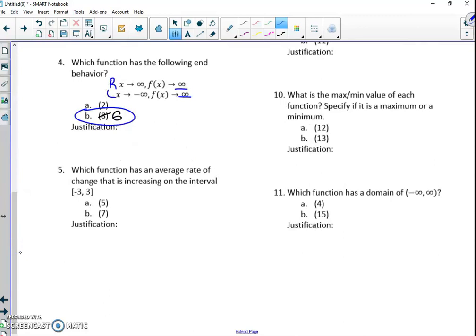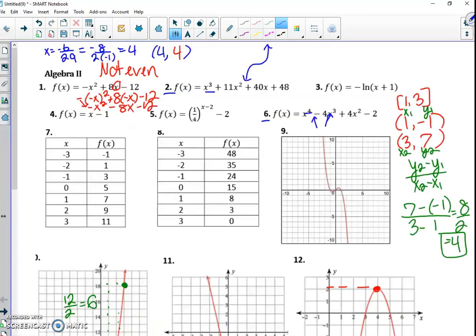All right, number 5, it says, which function has an average rate of change that is increasing on the interval -3 to 3? Okay, so function 5 and function 7. -3 to 3, it needs to be increasing. That's all we need to look for. We don't even actually really have to calculate it unless it's a function. So 5 and 7. So 5 is here and 7 is here.